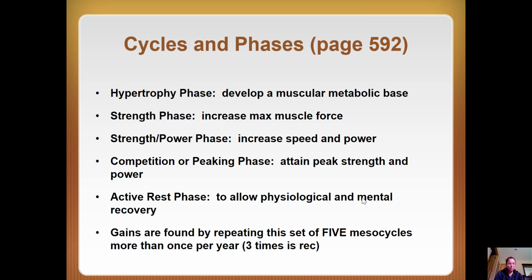So the first phase we call the preparatory phase, basically. So it's called hypertrophy or preparatory phase. So the goal of this particular phase of the program is to develop a muscular metabolic base. So if we were to design a linear periodization program for maybe a strength or a power athlete, when we're looking at the initial training phase, this hypertrophy phase is going to go anywhere from 2 to 3 or 4 weeks.